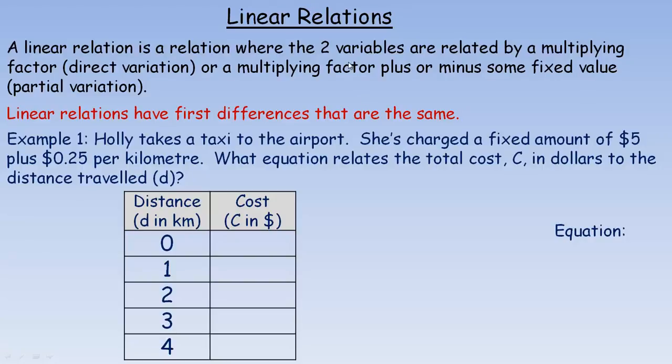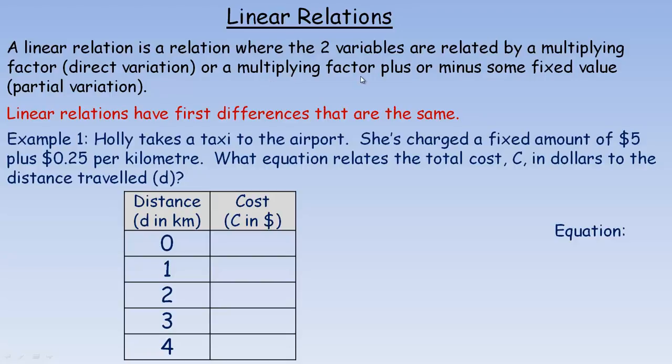This tutorial summarizes the key points, or the big ideas, for the linear relations strand in the grade 9 applied course in Ontario, Canada. First of all, a linear relation is a relation where the two variables are related by a multiplying factor, or it could be dividing, but we'll always write it as multiplying, since you can even write multiplying by a fraction as something that was divided. That's called a direct variation.